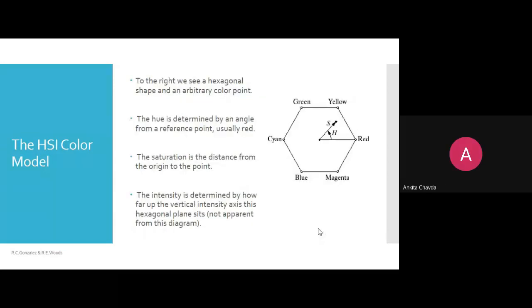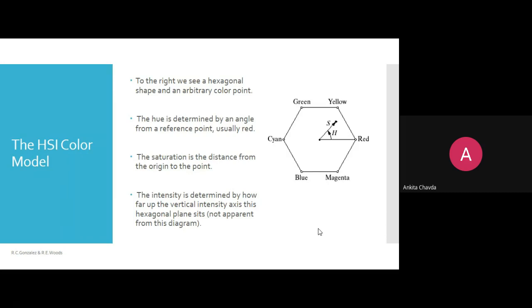So first, what is the HSI color model? Here the combination of hue and saturation we can extract as one part, the chromaticity, and another level is the brightness, that we can call intensity. So intensity plus hue plus saturation will make one pixel description.